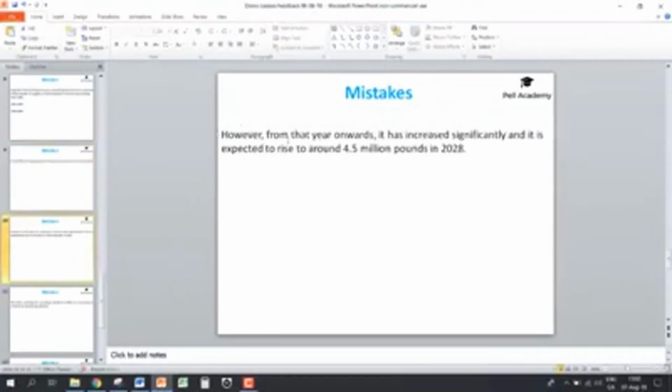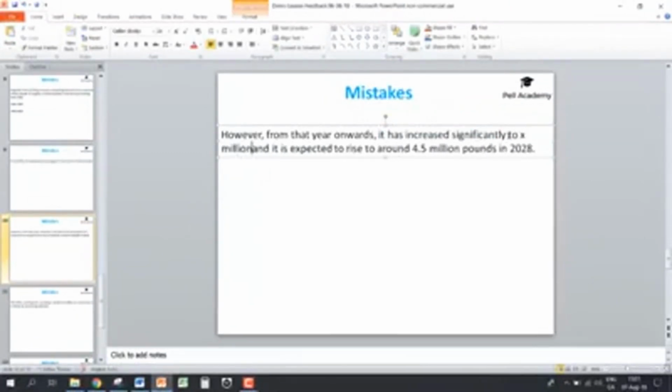Okay, next one then. However, from that year onwards, it has increased significantly, and it is expected to rise to around £4.5 million in 2028. Okay, so this isn't a grammar mistake. This is back to the content that you should include in your essay. I know this wasn't the task, but I just couldn't help pointing this one out. So basically, you've got a year in the past, you've got the current year, and you've got a year in the future. It would be very unusual not to include a figure for this year. So this video was made in 2018. That means it would be unusual not to give the figure too. It has increased significantly to whatever the figure is, X million pounds.